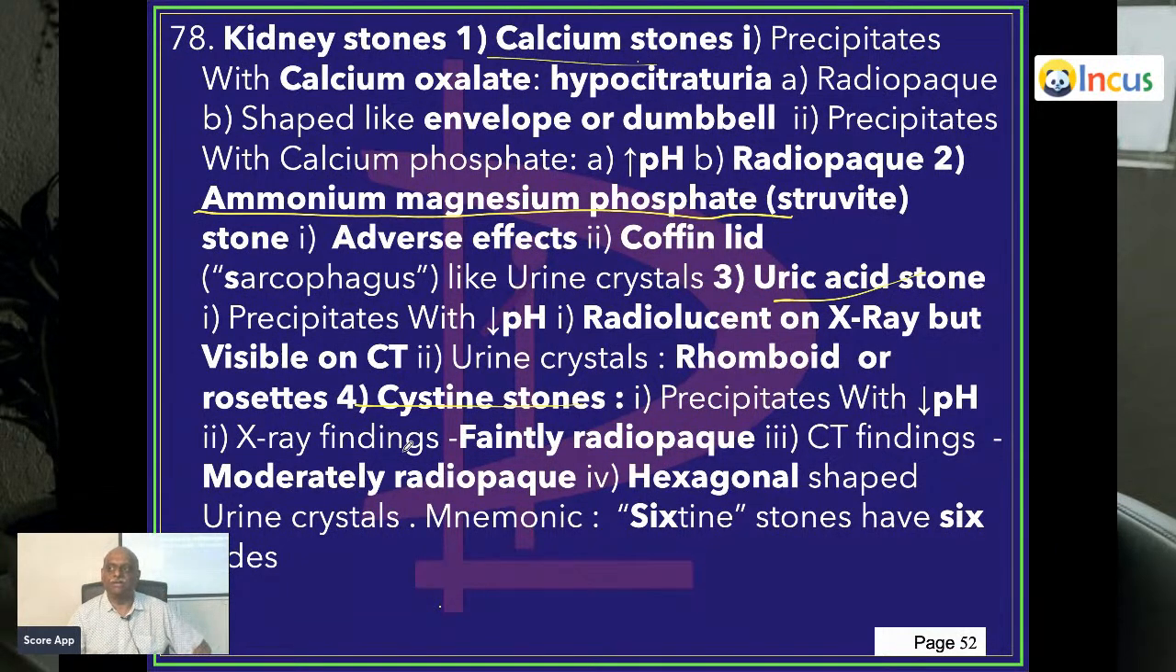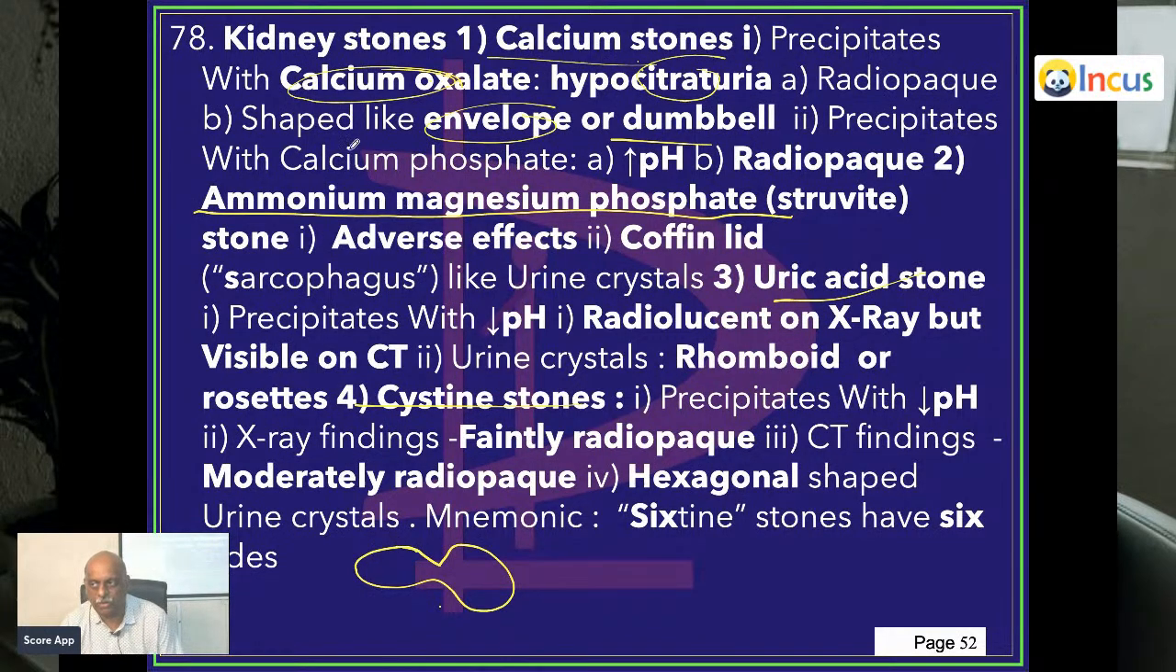Calcium stones: whenever the amount of citrate inside the urine is low, hypocitraturia is there, that leads to precipitation of the calcium oxalate stones. So in the calcium stones you have calcium oxalate and calcium phosphate, 2 types of stones. For calcium oxalate stones, the main reason is low citrate in the urine. Calcium oxalate are radio opaque stones. They are like an envelope or a dumbbell, right? Dumbbell shaped.